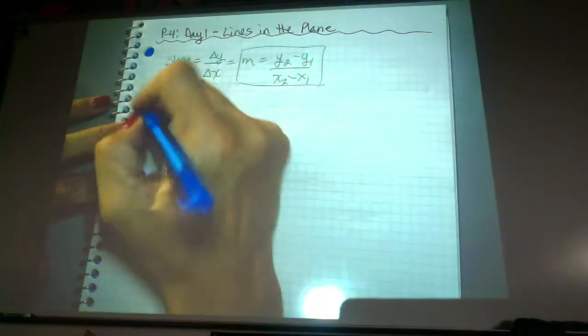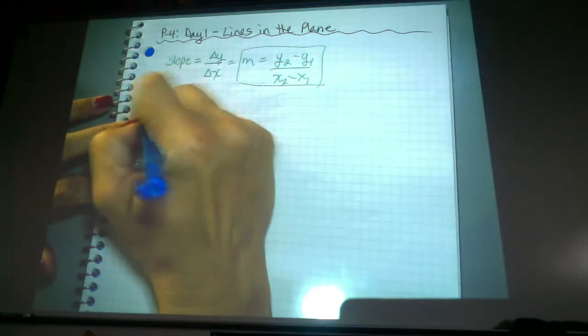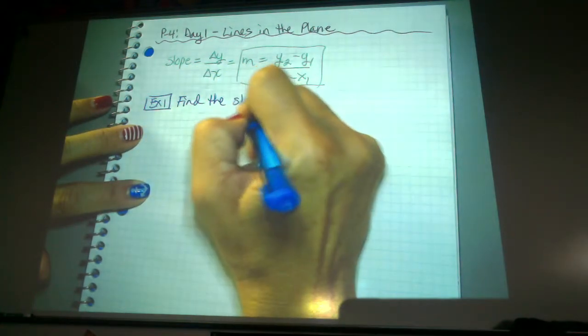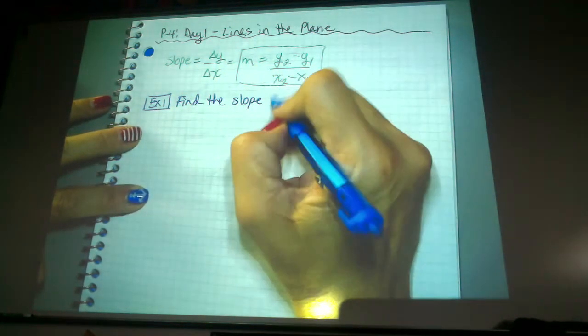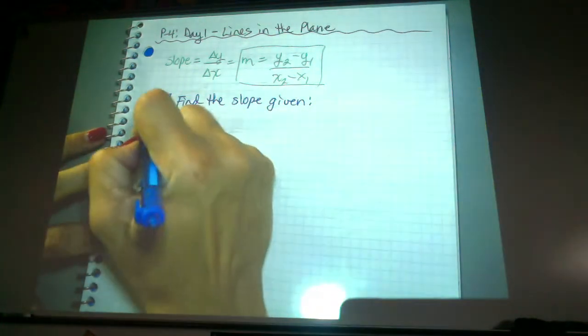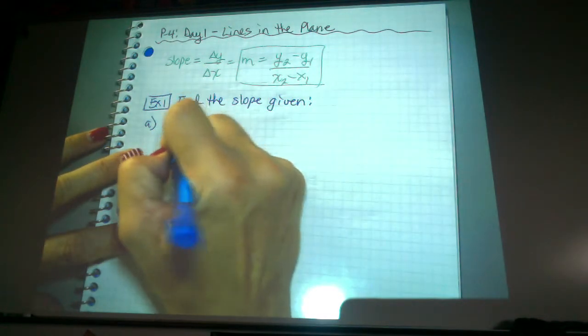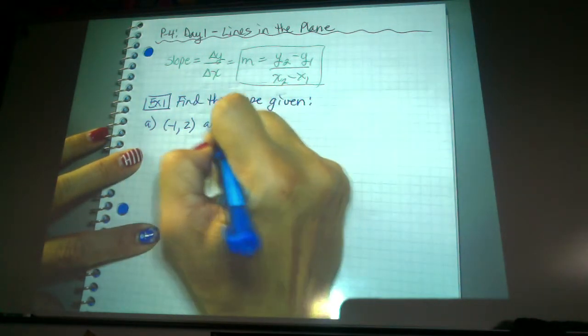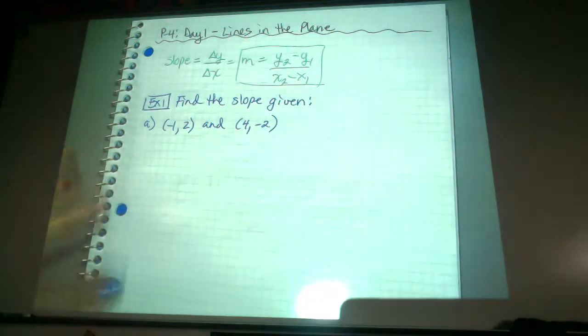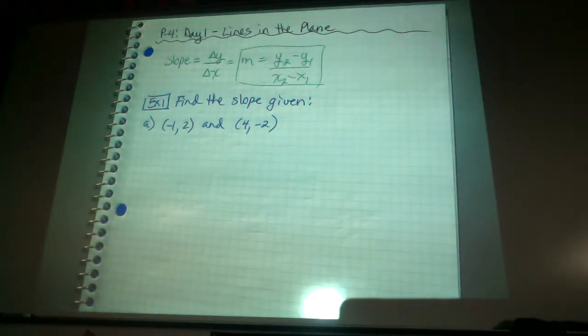So, example 1, you will be expected to find the slope, given. So on A, I want you to find the slope using the points negative 1, 2, and 4, negative 2. Now, theoretically, you could plot the points and use Pythagorean's theorem to find the slope of the line, but that would take effort, especially if the points are really big. So go ahead and do the work.